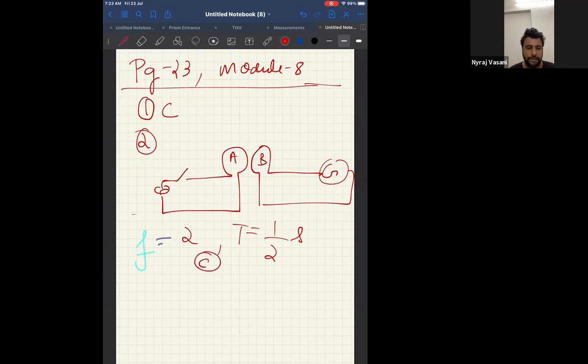Now look at option D. No variation will be observed in the galvanometer. It's wrong because variation will be observed, because when I'm giving some supply, the galvanometer will show some deflection. Therefore, option D is completely wrong. Therefore, I am left with the most preferable answer, which is option C. Okay. Therefore, the answer for question number 2 is option C.